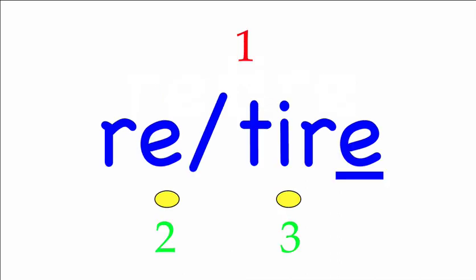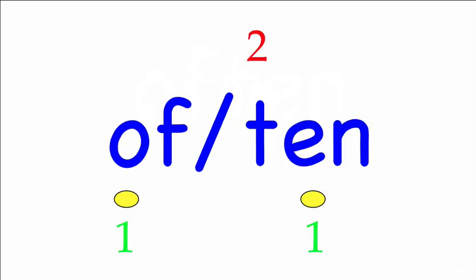Row 9. Often. I often think of you. Often. 2 syllables. First syllable, off, 2 sounds: ah, f. Ten, 3 sounds: t, e, n. Off ten. Mark the word.